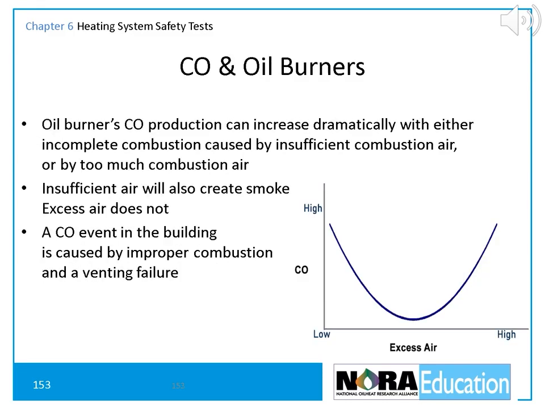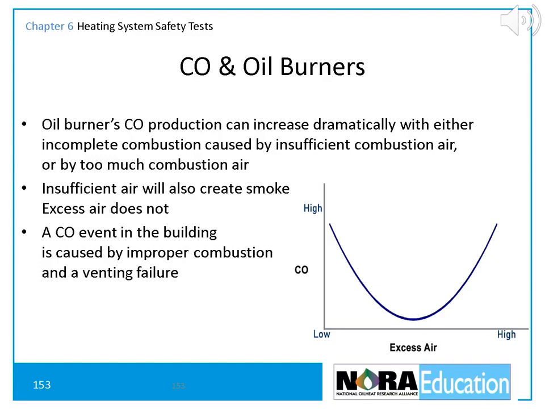Carbon monoxide and oil burners. Oil burners' CO production can increase dramatically with incomplete combustion caused by either insufficient combustion air or too much combustion air. Insufficient air will also create smoke, while too much air does not. Way too much air will create a yellow spot on the smoke test paper from unburned oil.